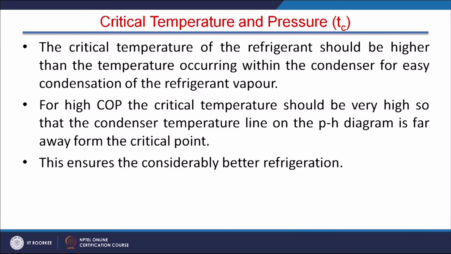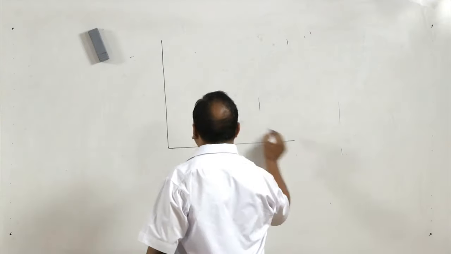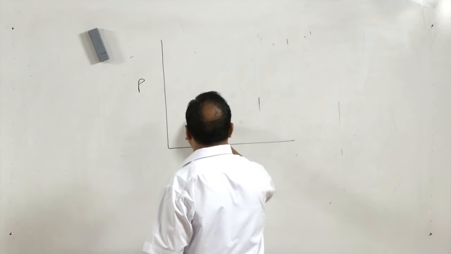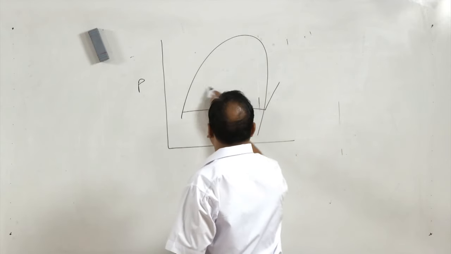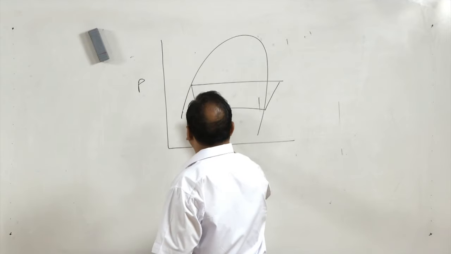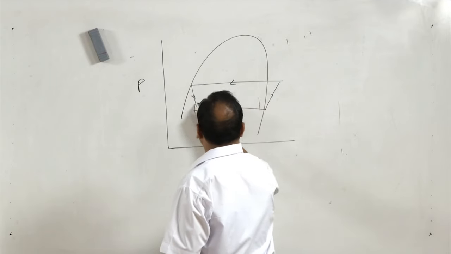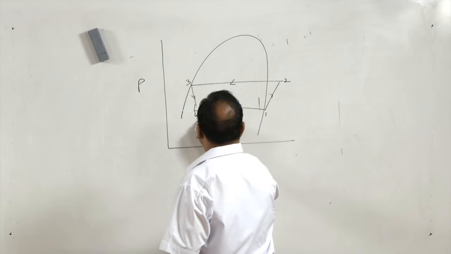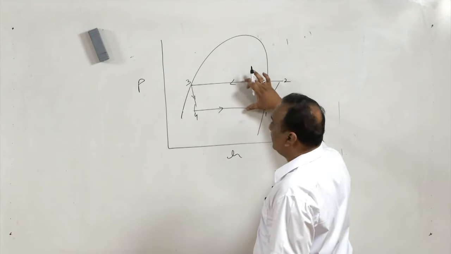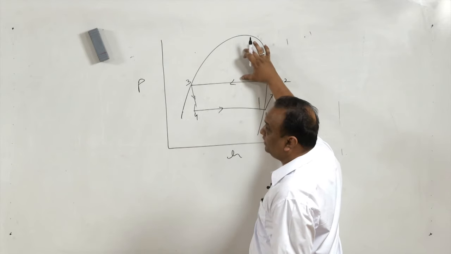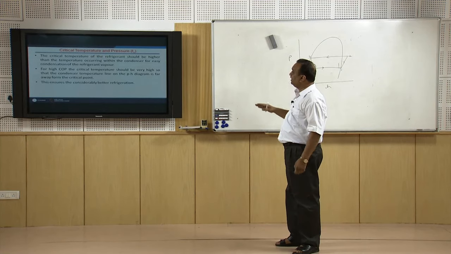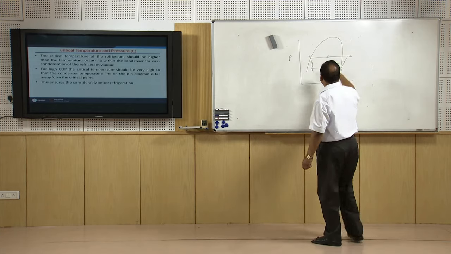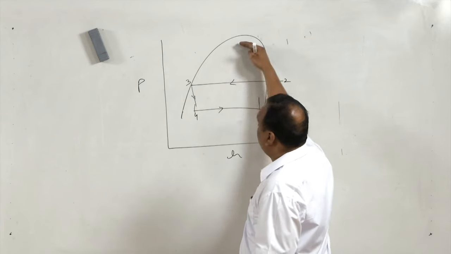Now, critical temperature and pressure. For any refrigerant or for any refrigeration cycle, if it is operating farther from the critical temperature, suppose it is operating here. So, in this case, the COP will be higher. If we shift in the upward direction, in that case, the COP of the system will reduce. So, the refrigerating cycle should operate as far as possible from the critical point.